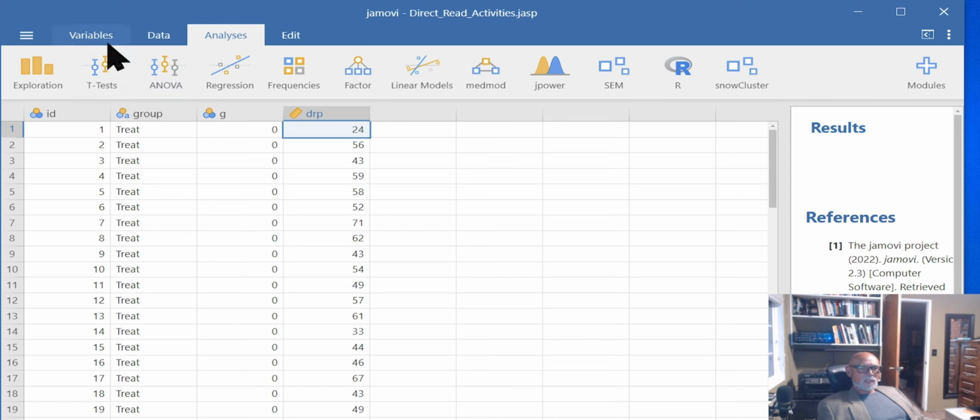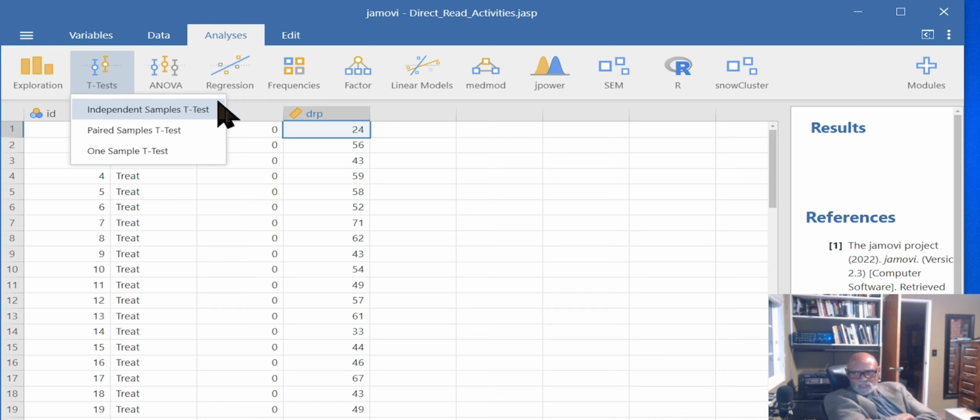Now, this time we're going to go to analysis and T-tests. And you'll notice there are three options. So a t-test can come in three possible types, but there's still never more than two groups. The independent samples t-test is when the scores from the two groups are completely independent of one another. People may not even know each other. The score they get is not going to affect the score that the people in the other treatment get.